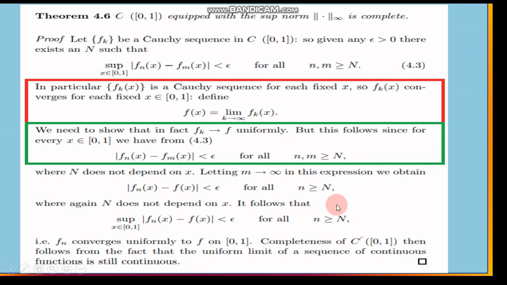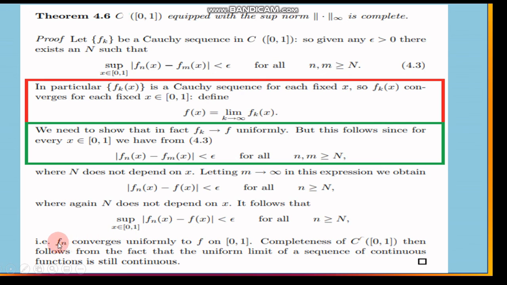So what does that mean? The convergence is uniform, right? So therefore, the supremum over x of modulus of f(x) minus f_n(x) is less than epsilon for all n greater than or equal to capital N. That is, f_n converges uniformly to f, that is, the norm of f_n minus f, the sup norm, is less than epsilon for all n greater than or equal to capital N. Therefore f_n converges to f uniformly on the closed interval [0, 1], otherwise [a, b].